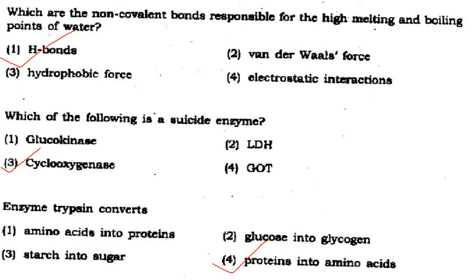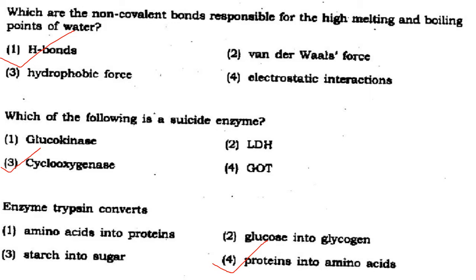Then, which are the non-covalent bonds responsible for the high melting and boiling points of water? Option 1 H bonds, option 2 van der Waals forces, option 3 hydrophobic forces, option 4 electrostatic interaction. Answer is option 1 H bonds, that is hydrogen bonds.